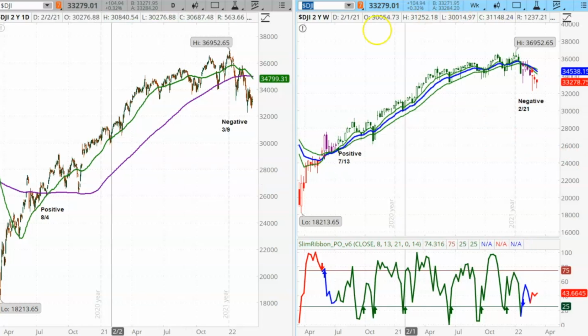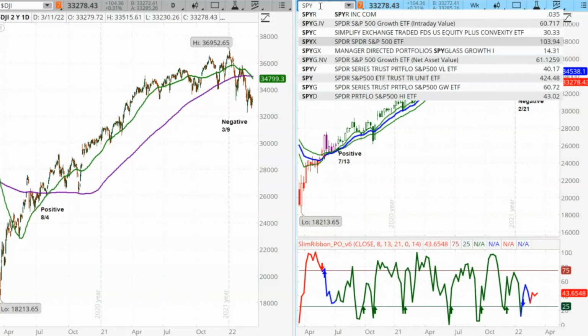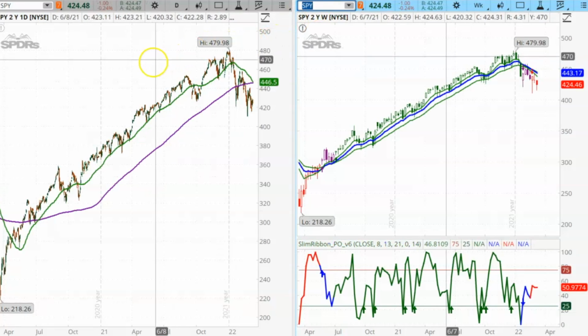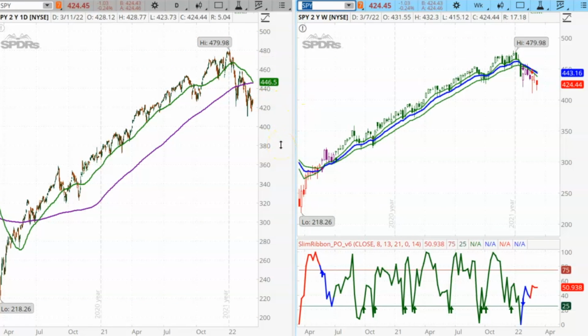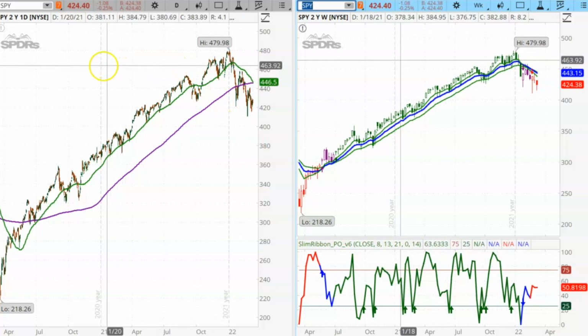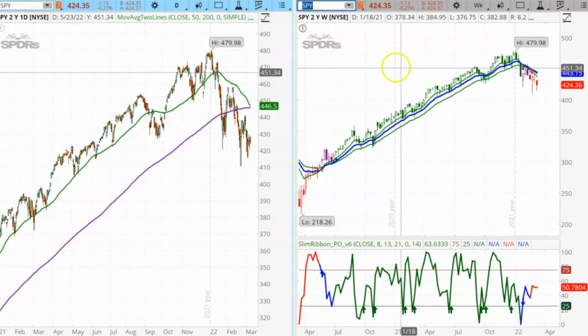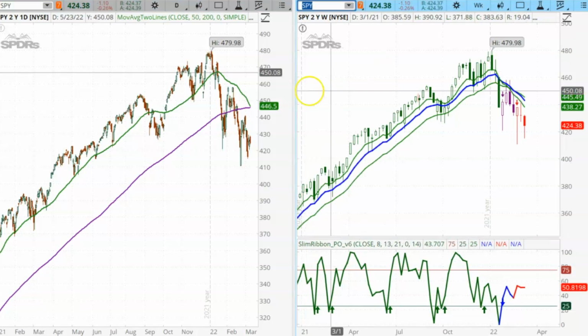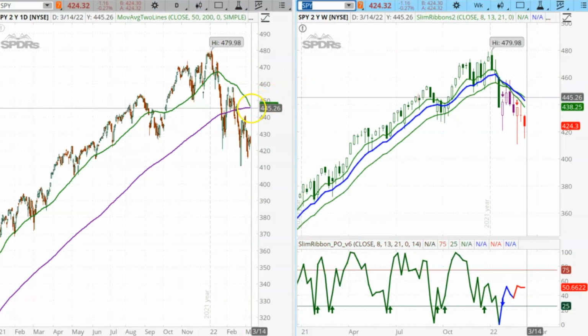Let's continue to analyze this. Let's just look at the SPY. I've gotten some emails, and I saw some articles that said we're about to get a death cross in the SPY. Let's just bring this in right over here, and you can see that death cross just about to happen right now.